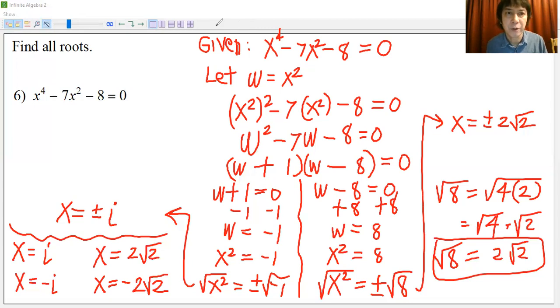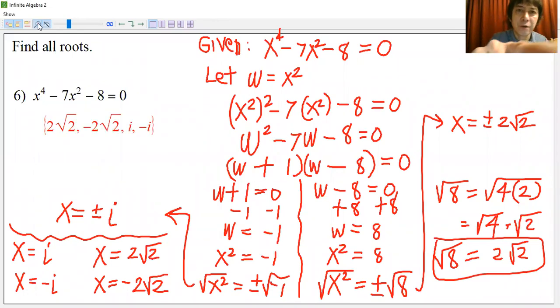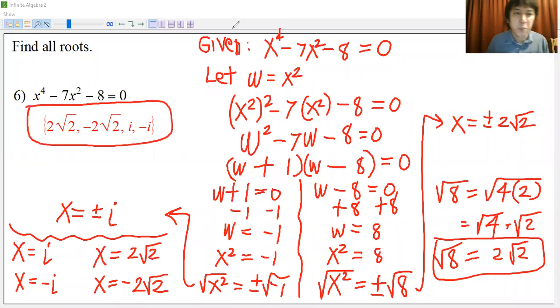Let's verify from the computer. These are from the computer's database, and you can compare it to our answers, and it looks the same as ours. So we have all of them correct: 2 square root of 2, negative 2 square root of 2, positive i, and negative i. All right, that goes to our number 6.